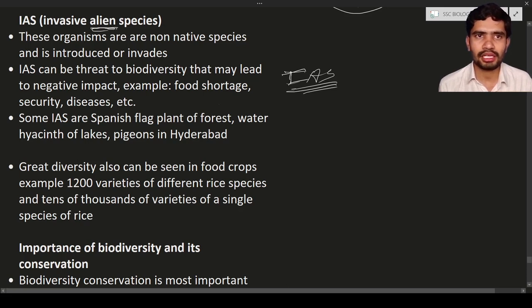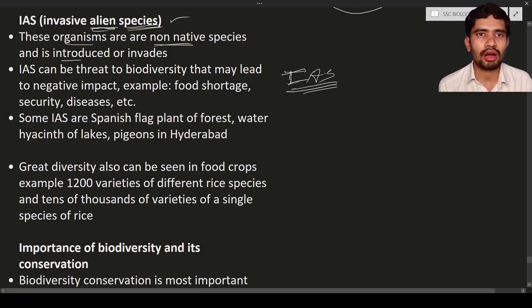Okay, what is meant by alien? Alien means any microorganism or any human being or any living organism that does not belong to this place. So we are calling it invasive alien species. It means some kind of organisms that do not belong to this place are coming from another place, and that is known as invasive alien species. These organisms are non-natives. Non-natives means they do not belong to this place or this region. They are known as non-native species.